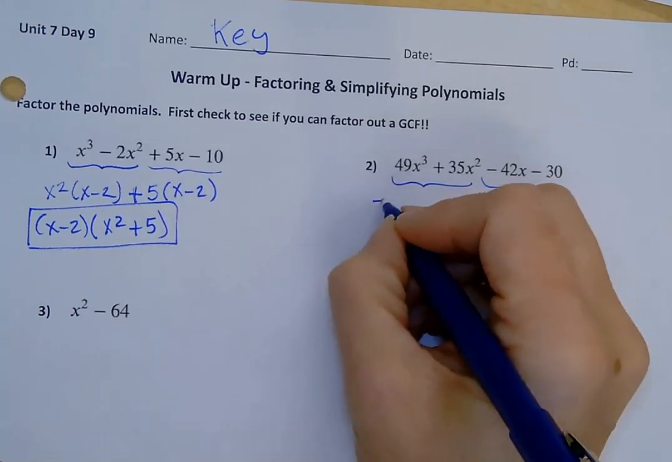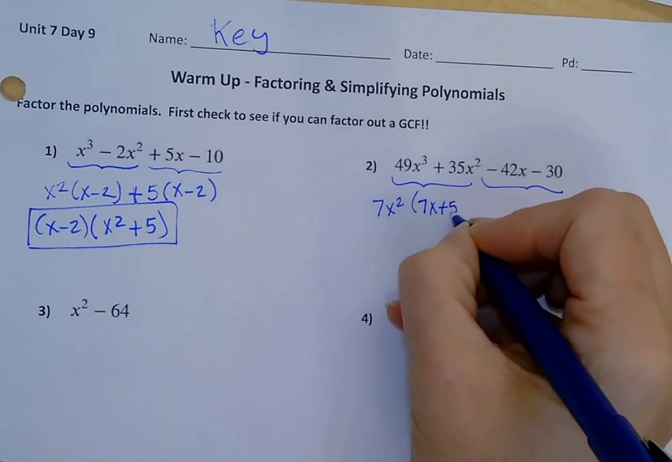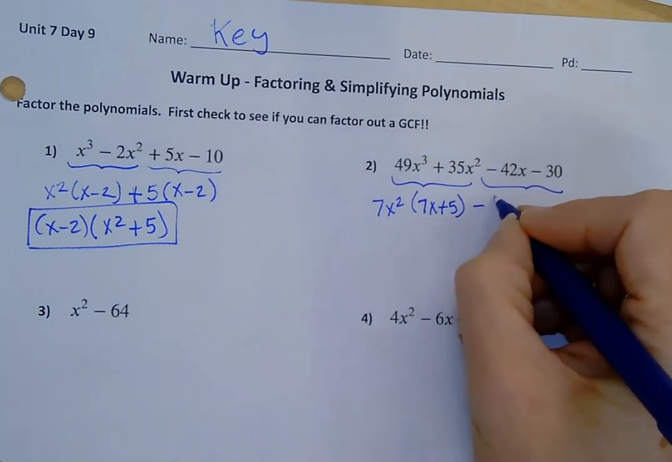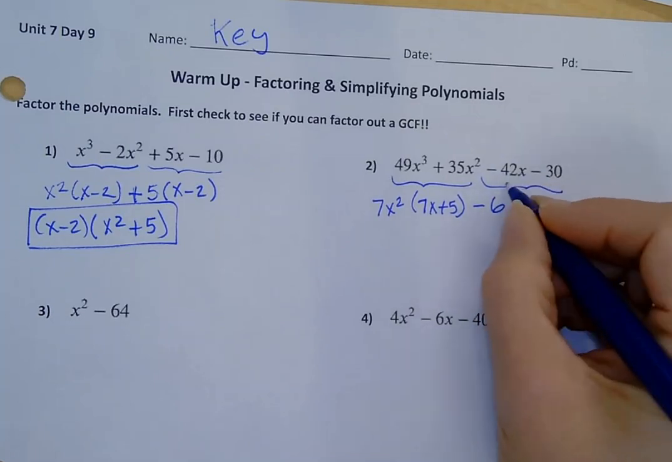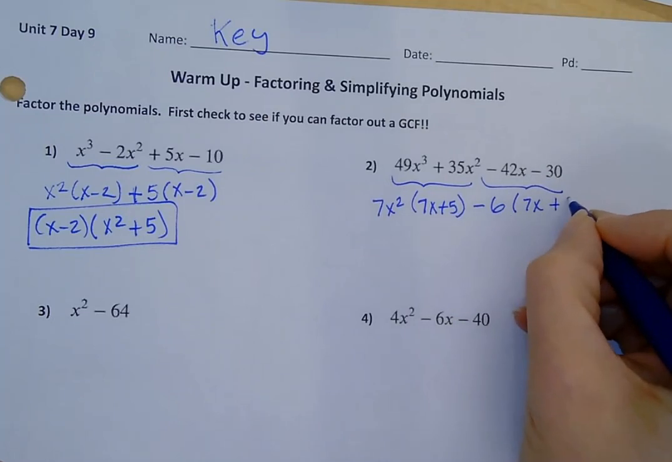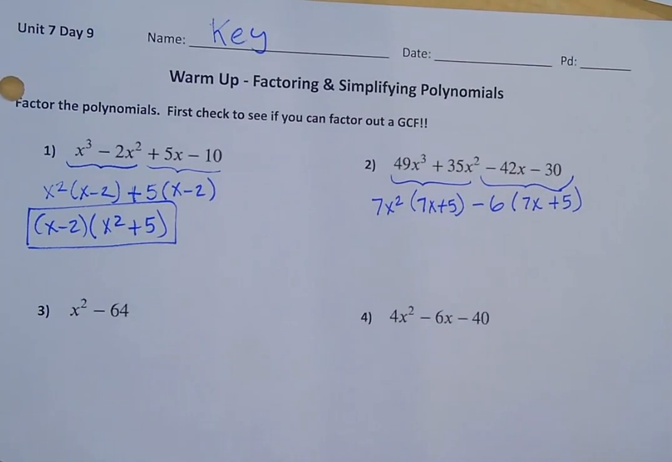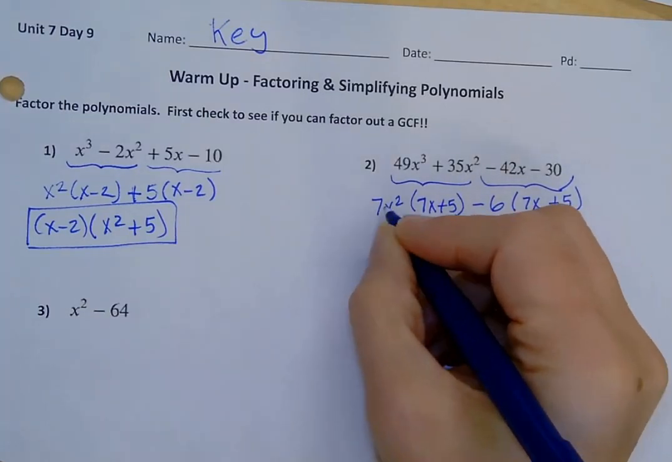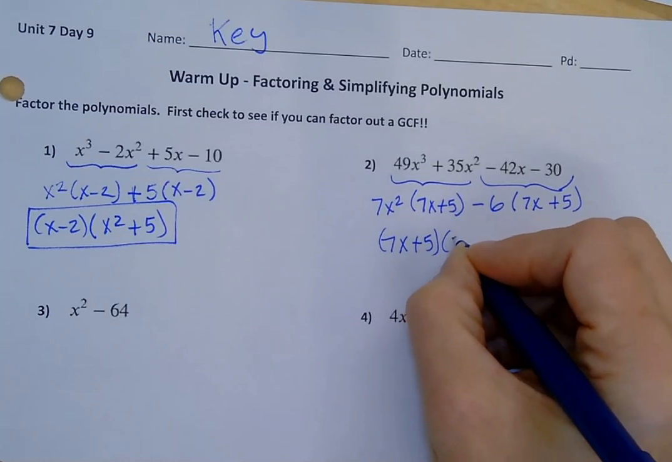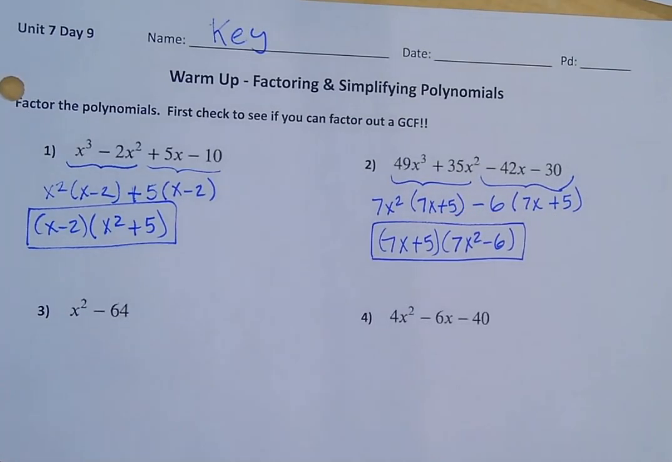So I can pull 7x squared out of the first 2 terms, and I'm left with 7x plus 5. I'm going to take negative 6 out of the next 2 terms here, and so I'm left with 7x, and negative 30 divided by negative 6 is plus 5. Usually if you're starting with a negative term, you're going to pull a negative out. All right, here I see that I have 7x plus 5 in common, and I'm left with 7x squared minus 6. So that will be my answer.